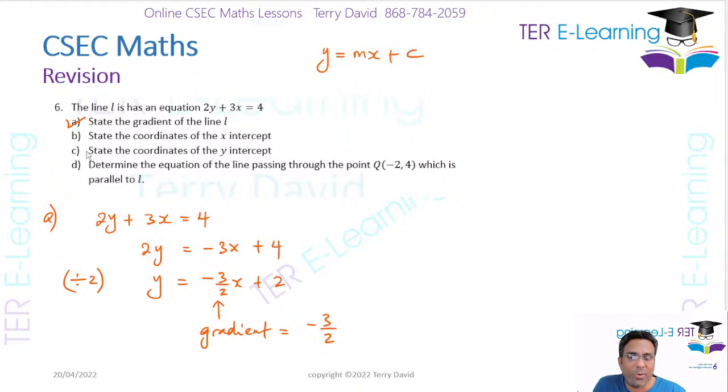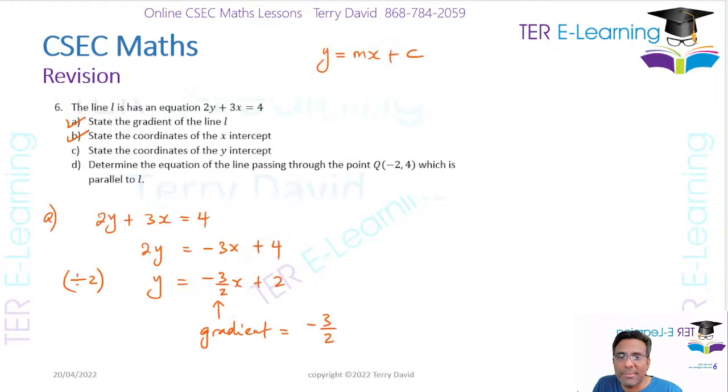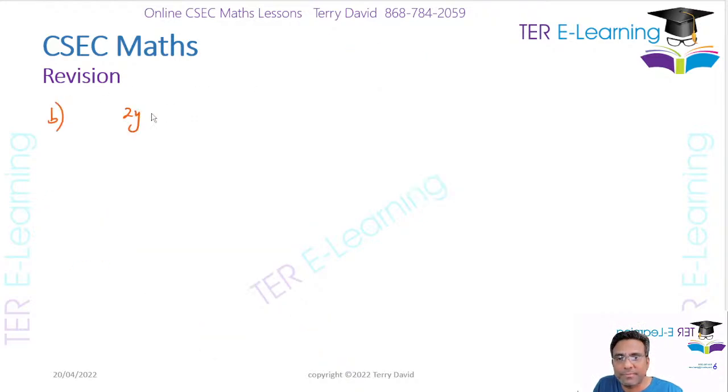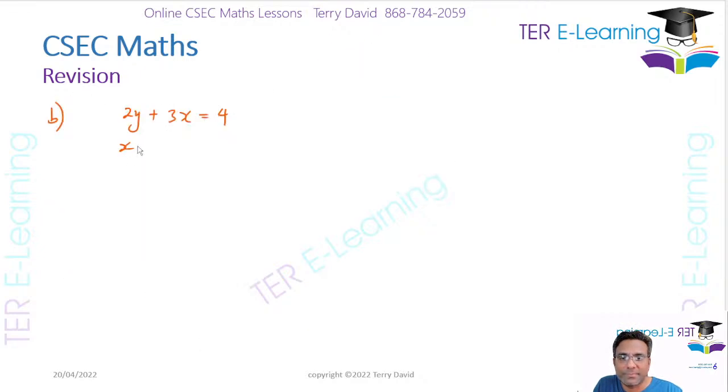Right, the next thing they want now. They want us to state the coordinates of the x-intercept. So this is part B. The equation of the line was 2y plus 3x equal 4, and they want us to work out what is the x-intercept.